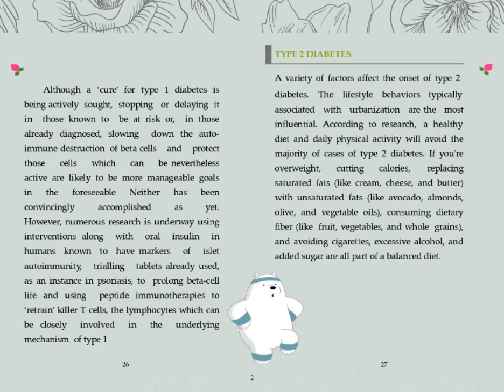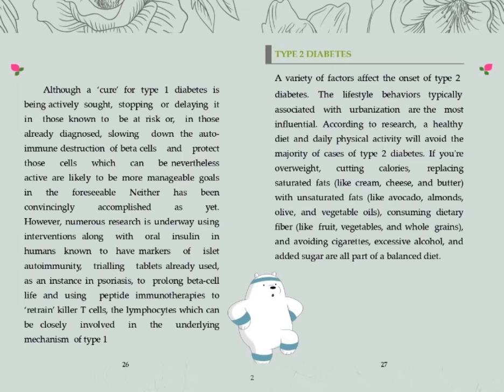Although a cure for type 1 diabetes is being actively sought, stopping or delaying it in those known to be at risk or in those already diagnosed, slowing down the autoimmune destruction of beta cells and protecting those cells which are still active are likely to be more manageable goals in the foreseeable future. Neither has been convincingly accomplished as yet.